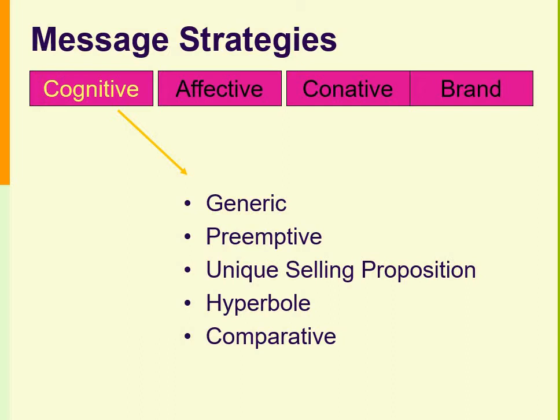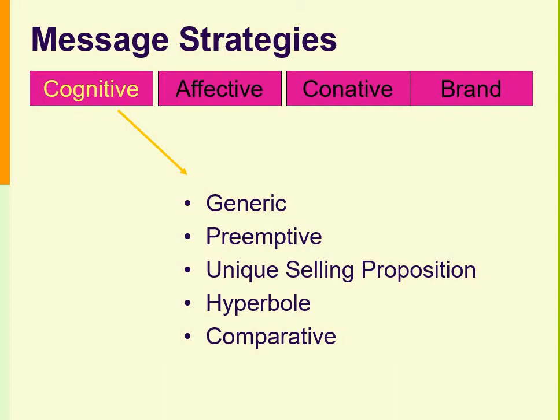Keep in mind that they are subparts of the cognitive message strategies, so there are very thin lines between the subtypes. Like in the generic message strategy, we straight away come up with telling or presenting the facts, the attributes, and the benefits of the product in a very straight manner, without claiming any superiority or making a comparison with other brands.